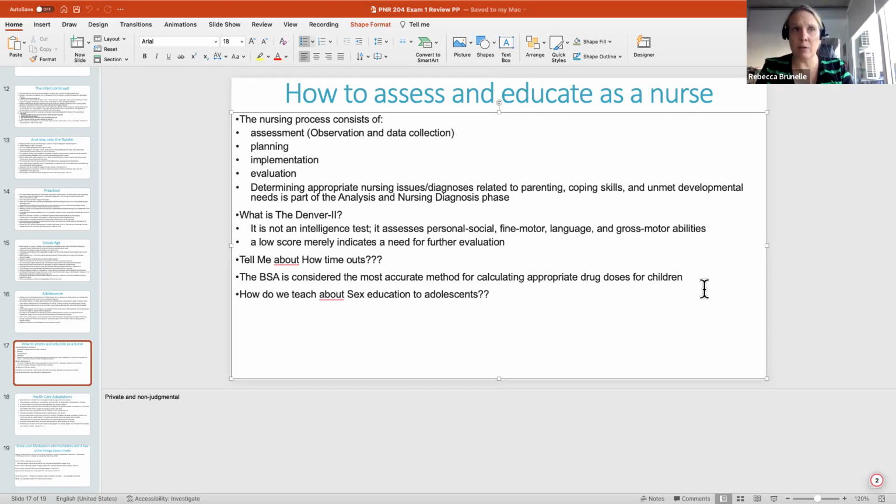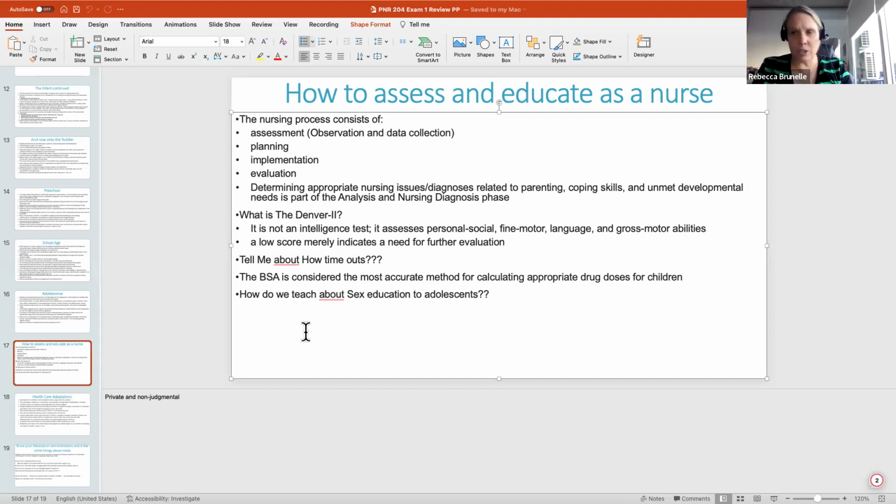We talked about time-outs and then body surface area. You guys do need to remember that this is the most accurate way for calculating medications in kids. You're not going to be tested. You're not going to be given a math problem where you have to calculate the body surface area, but you need to remember that the BSA, or the body surface area, is considered the most accurate for calculating medication dosages.